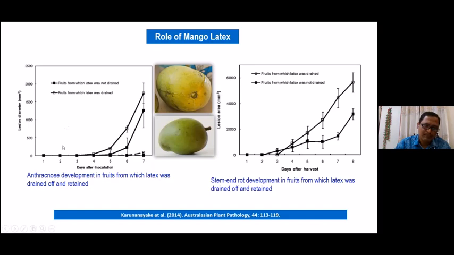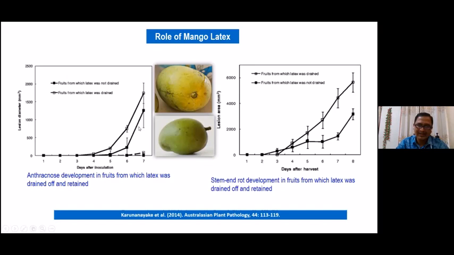there are two treatments. One is fruit from which latex was not drained, that means including the pedicel. Those have a lower lesion diameter, I mean it's lower than the fruit from which latex was drained like this. I mean this latex is responsible for causing the stem end rot. Therefore, during harvesting, we may need to keep some pedicel with the fruit, which will help to eliminate this latex.